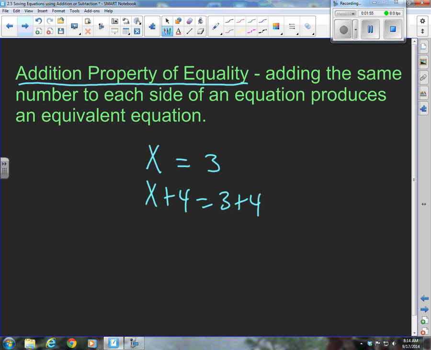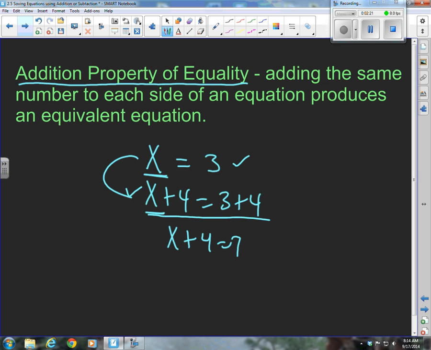Is x still the same here as it was here? Okay, x is 3 here, right? x has to be 3 for this to be true. So is x 3 right here? Well, 3 plus 4 is equal to 3 plus 4. So x is definitely the same here. So what I have is an equivalent equation. These are equivalent. Okay, so right now I've got x plus 4 equals 7.